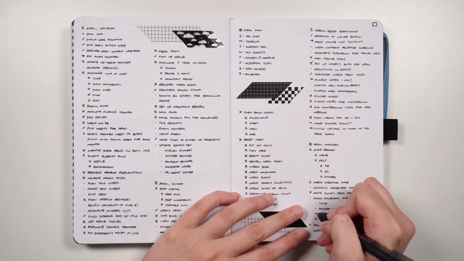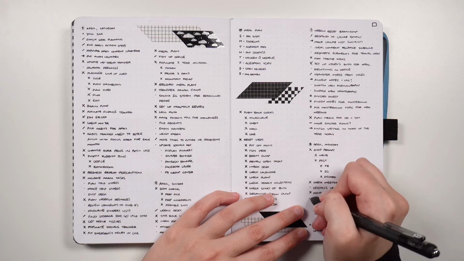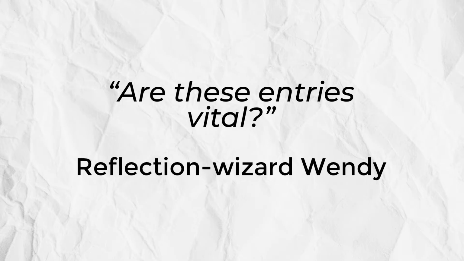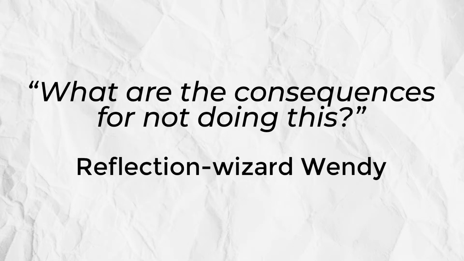In this part of the reflection process, we're considering what we actually want to keep. We're asking ourselves things like, is this task vital? Does it matter? What are the consequences of not doing it? What this reflection process is going to help us do is weed out distractions, or the stuff that isn't vital, the stuff that we don't want to be doing or isn't taking us to the places we want to go. The advice is to strike those out in your journal. I personally don't like the way it looks, so I don't do it myself, but we don't want to take those things forward with us.